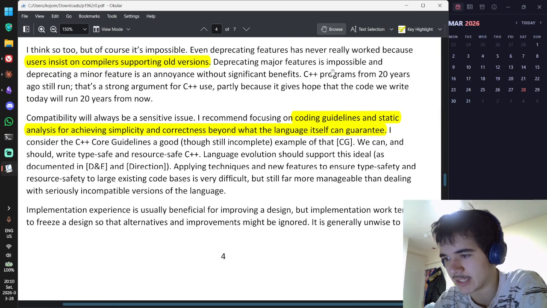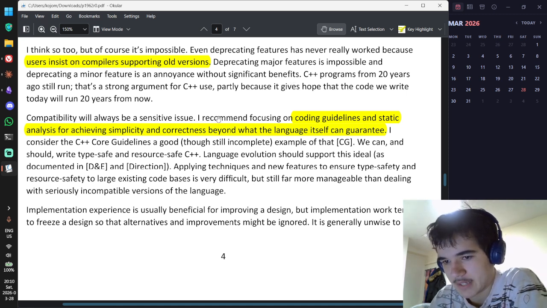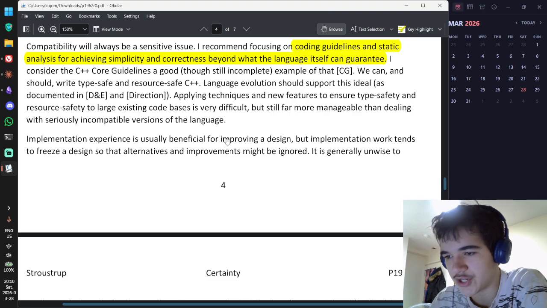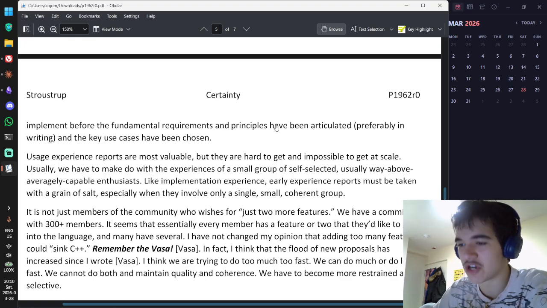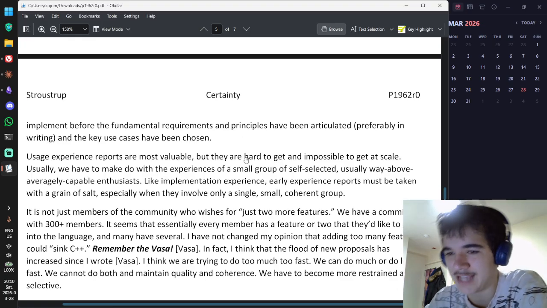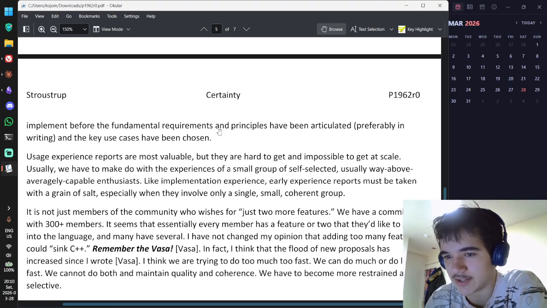Language evolution should support this ideal. Implementation experience is usually beneficial for improving a design, but implementation work tends to freeze a design so that alternatives and improvements might be ignored. It is generally unwise to implement before the fundamental requirements and principles have been articulated and the key use cases have been chosen. Yeah, write your specifications. Don't just yap it.